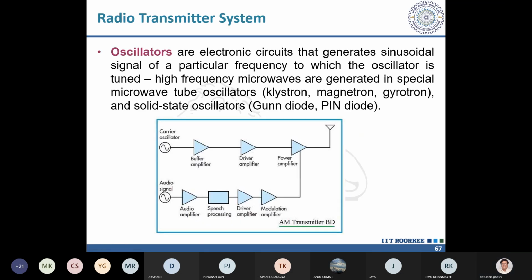Okay, now coming to radio transmitter system, just some basic idea about that. You can understand from whatever we have said already what we are doing. I have my audio signal source. So whatever source is there, from there some audio is generated. This has to be transmitted. So I will amplify it.